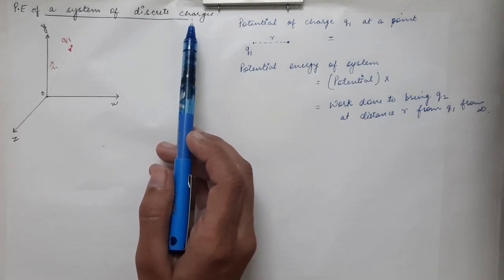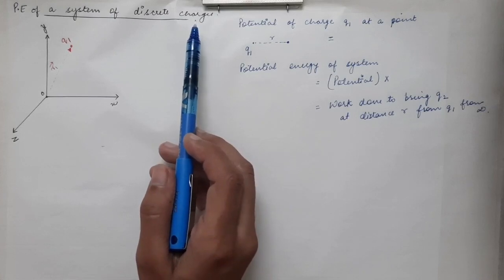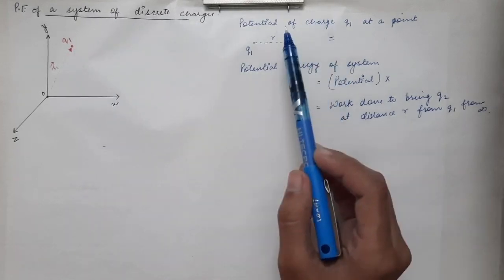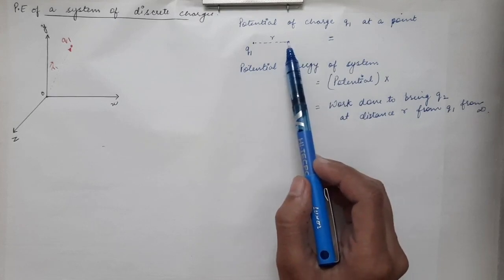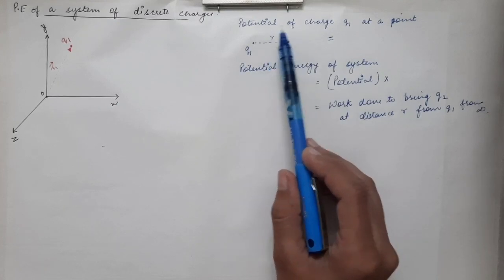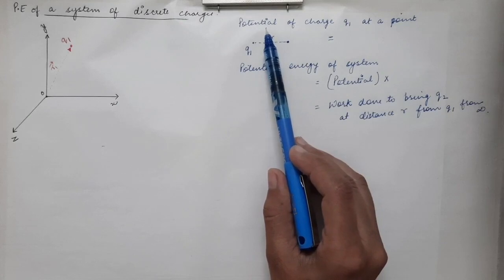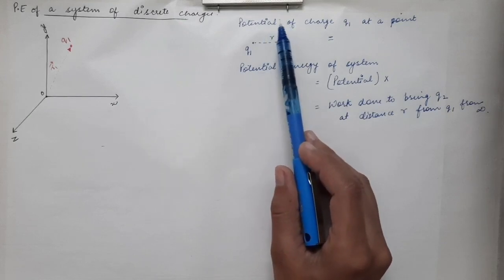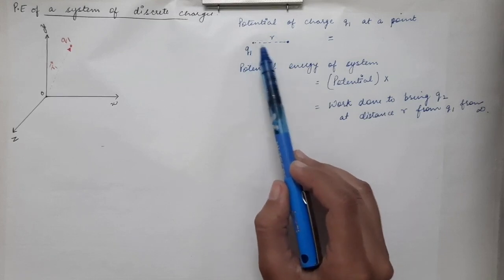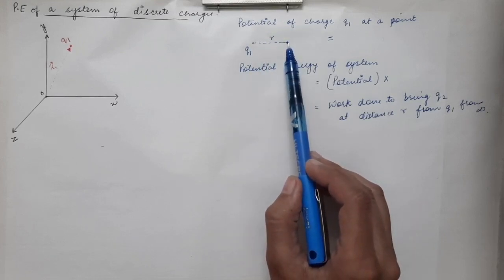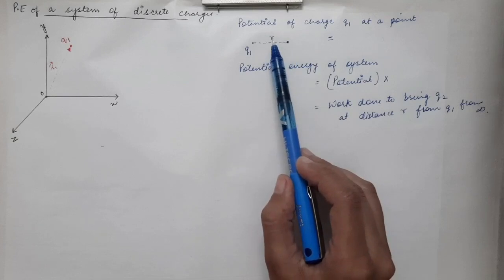So first of all, we are going to take an example of a single charge Q1. So let's say this is the charge Q1 and this is any observation point. So potential, just the potential. So we are not talking about potential energy. So just the potential of this charge Q1 at a particular point, let's say this point, which is at a distance of small r.